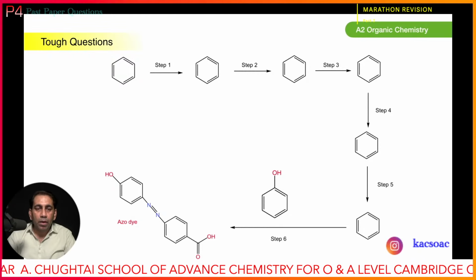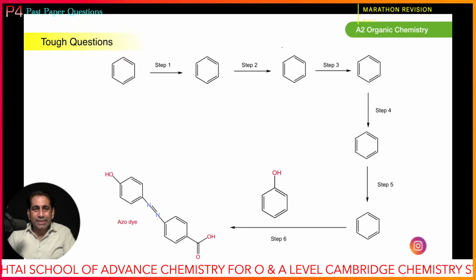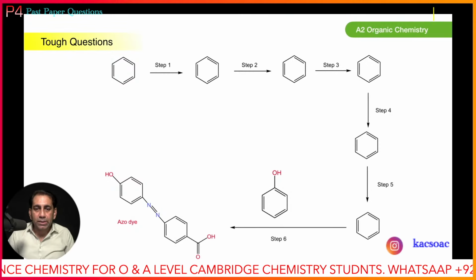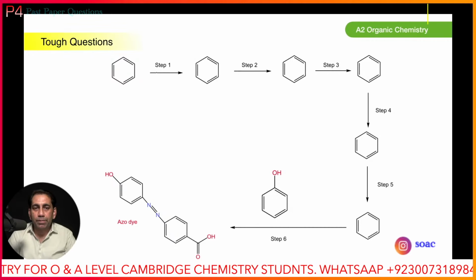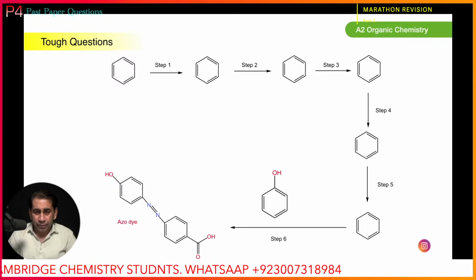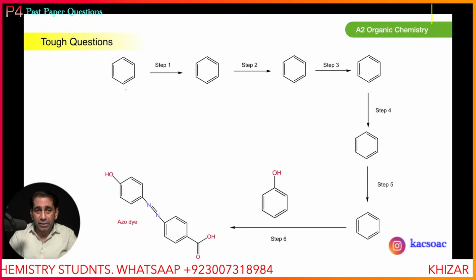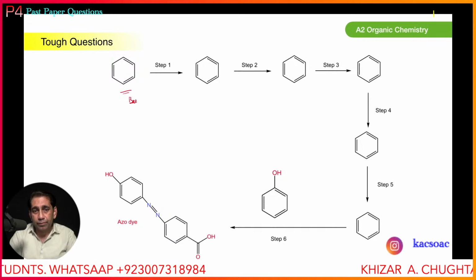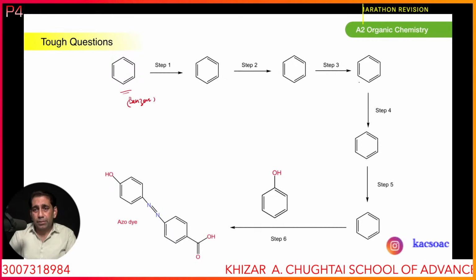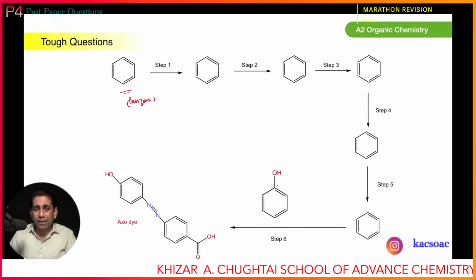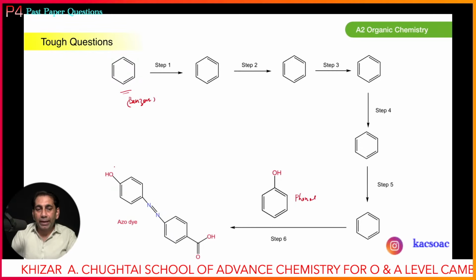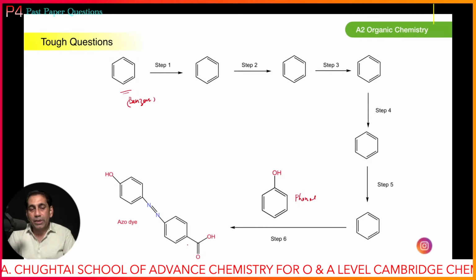Let's see over here. For example, this is a question composed of different steps. 6 steps are there over here, and we are starting from the benzene ring. This is the benzene ring. Step 1, step 2, step 3, step 4, step 5, step 6. In step 6, we are using phenol as a reagent, and finally, we are supposed to make this azo dye.